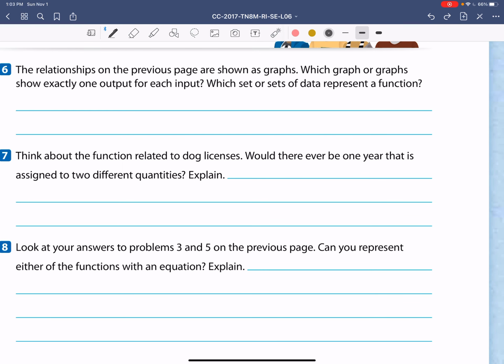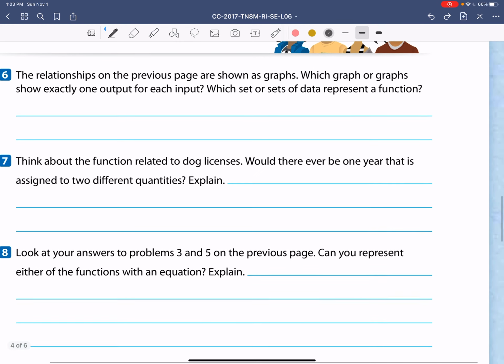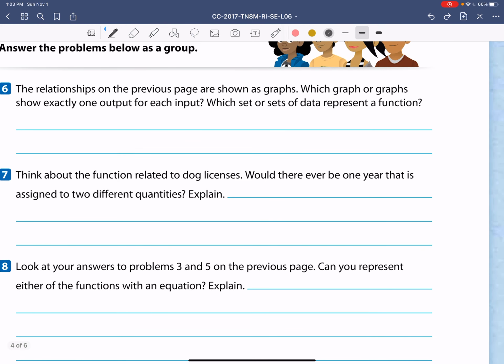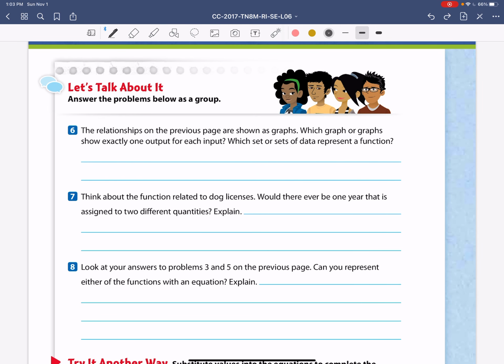All right, so let's talk about it. Answer the questions or problems below as a group. Let's go ahead and review these. Number 6, the relationships on the previous page are shown as graphs. Which graph or graphs show exactly one output for each input? Which set or sets of data represent a function?